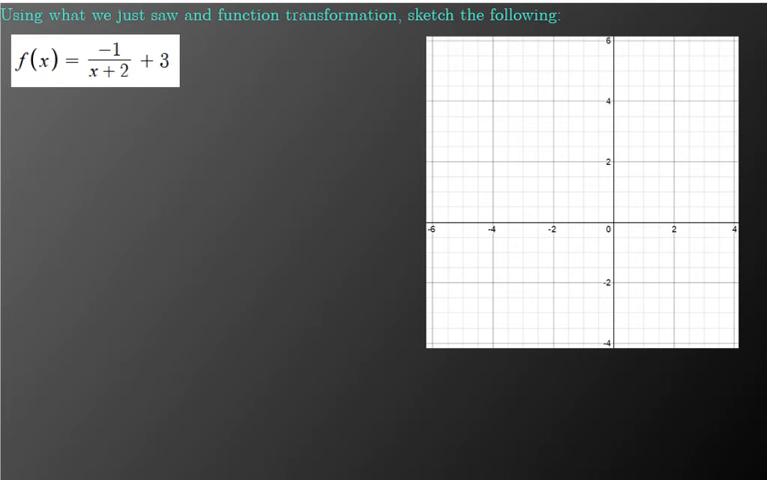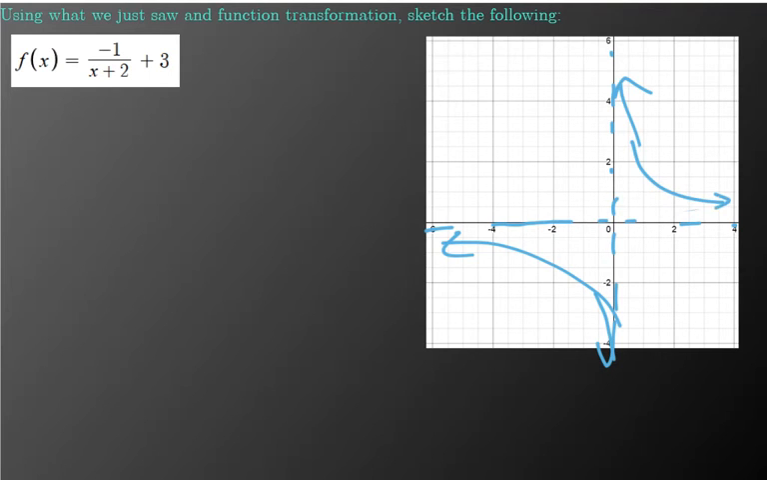So let's do a few of these. Using what we just saw here, I just want to sketch negative 1 over x plus 2, and then all of that stuff plus 3. So what we're basically doing, we've got an odd rational function. So there are these imaginary lines that we're not crossing. And I'm doing a horrible job sketching this.